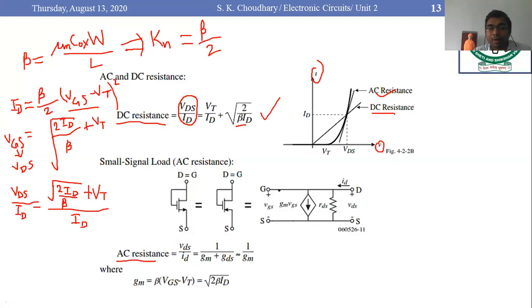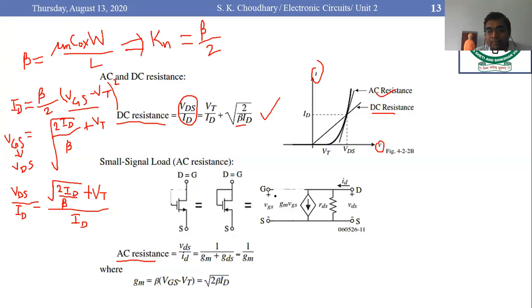So as per the small signal equivalent circuit, first of all we have to draw the small signal equivalent circuit of the MOSFET. For now, just forget this structure. Suppose your gate is not connected to drain. So in this case, what happens?